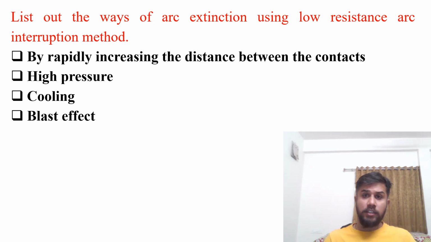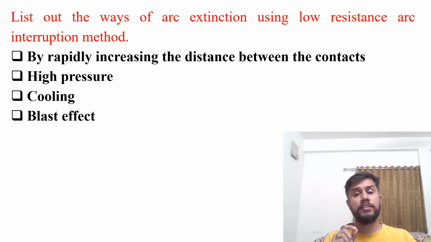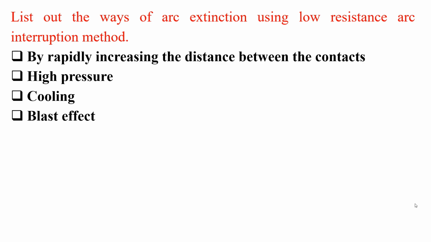Arc extinction using the low resistance arc interruption method. There are four methods in it: first, by rapidly increasing the distance between the contacts; then high pressure, cooling, and blast effect. So these are the four ways for arc extinction using the low resistance arc interruption method.